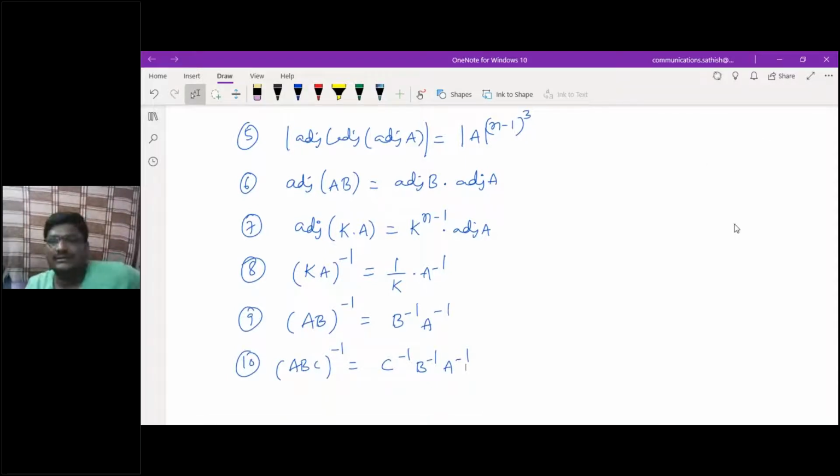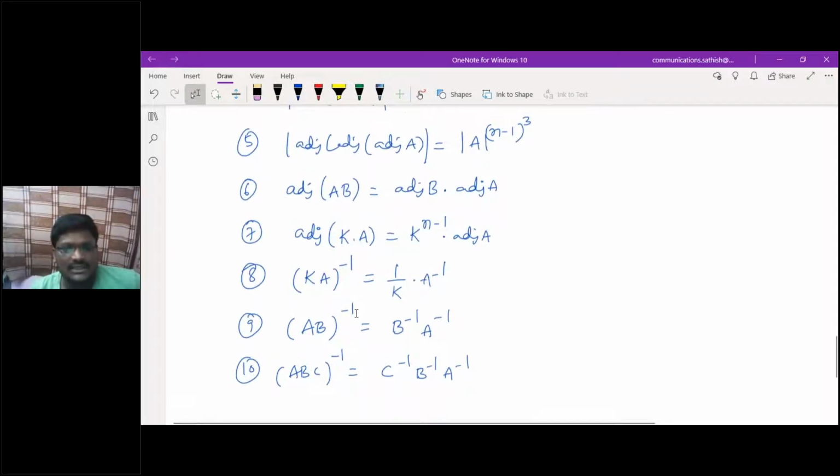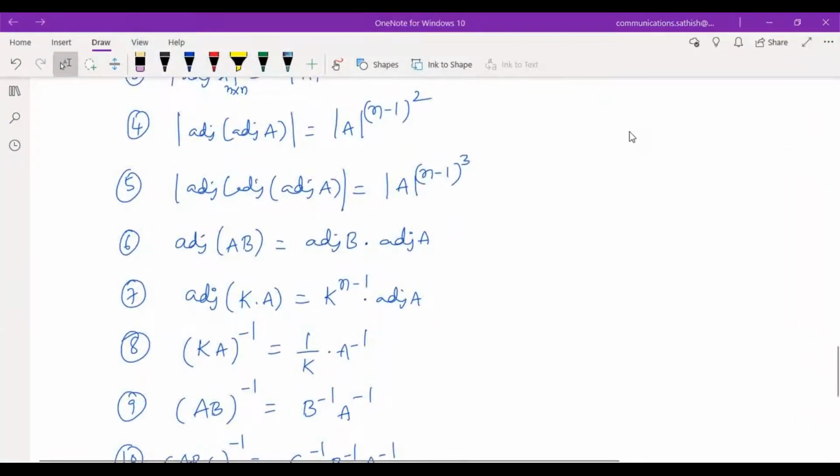Based upon the properties, kindly go through these properties once. If you have any doubts, you can ask me and I'll give you the clarity. After that, we will solve the problems based upon that.